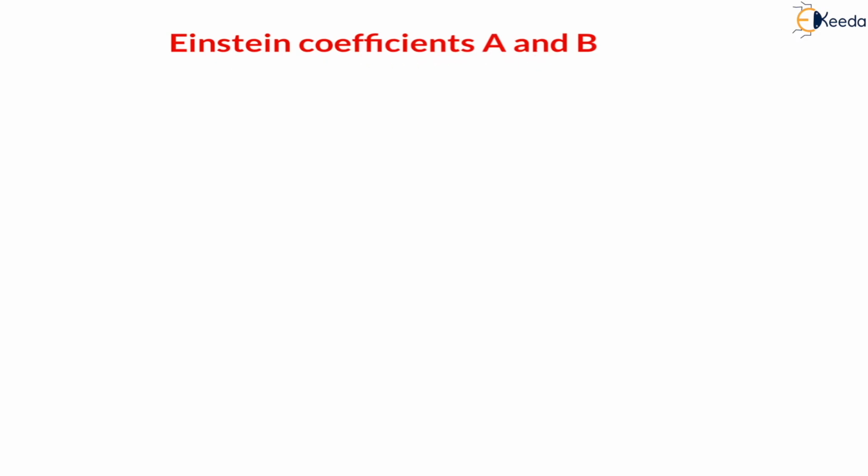Now my dear students, to understand these Einstein coefficients A and B, the first point we have to understand is the rate equation of absorption, right? So write down the rate equation of absorption. After that we are going to understand the rate equation of emission also, right?